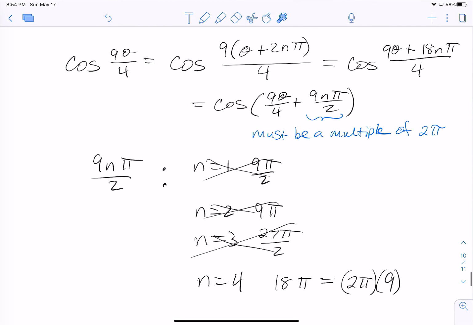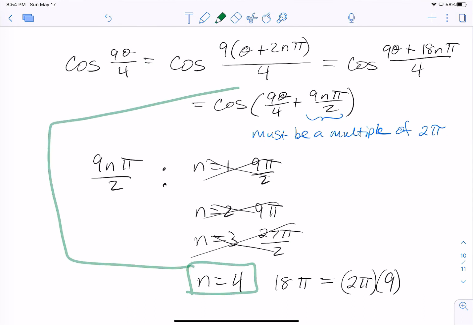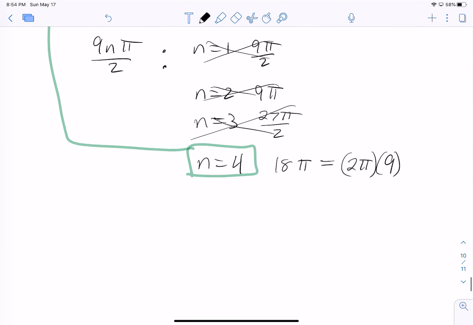Going back up here, we're concerned that n is 4, and we want to put that here where we saw the 2n pi. So if n is 4, considering this 2n pi, we can say that theta has to go from 0 to 8 pi. That's 2n pi for n equals 4.